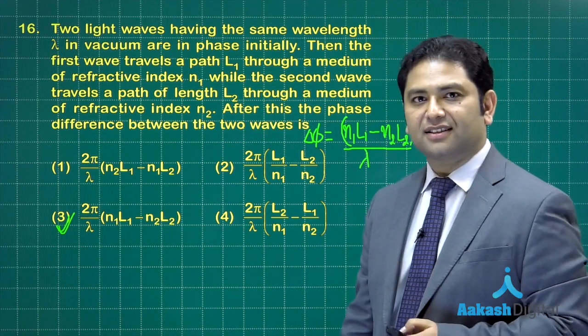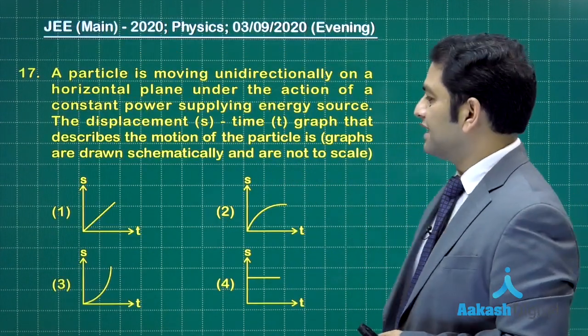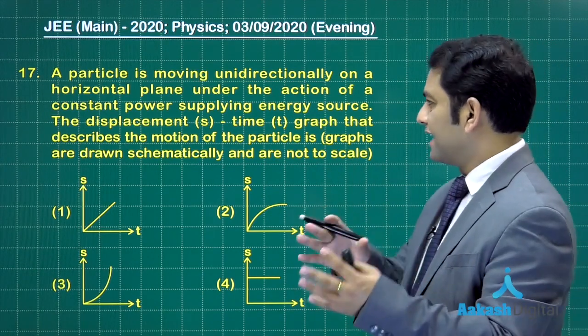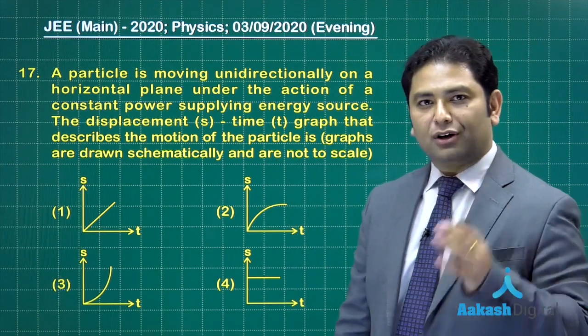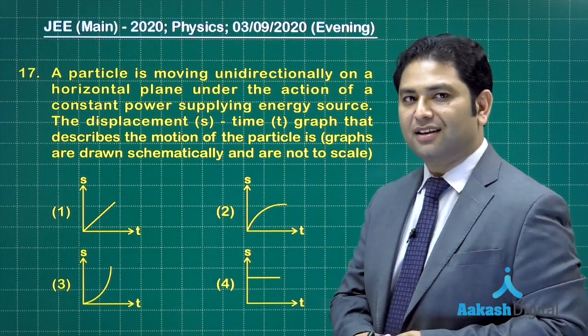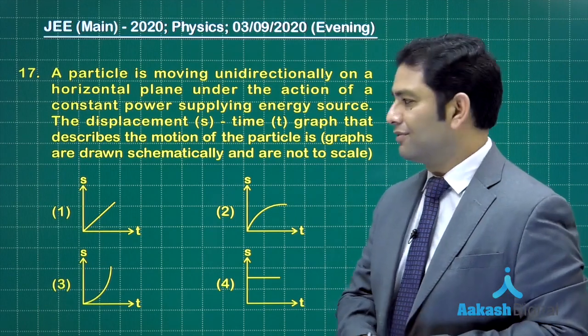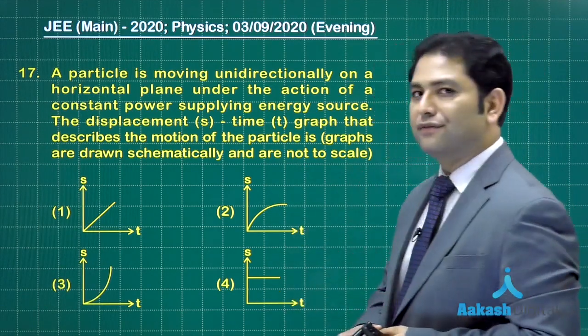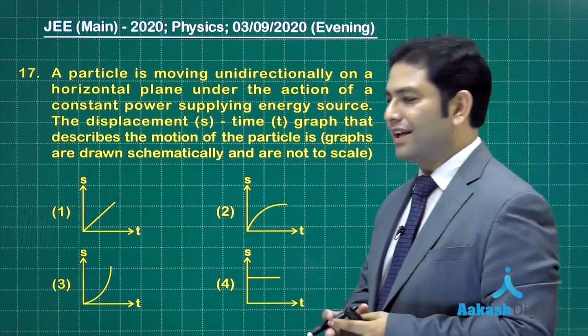17th question. Question number 17 is something like this. There is a particle moving and that particle is under the influence of an agent which supplies constant power. That is the key word, constant power. We have to see the variation of displacement versus time. We just need the variation.